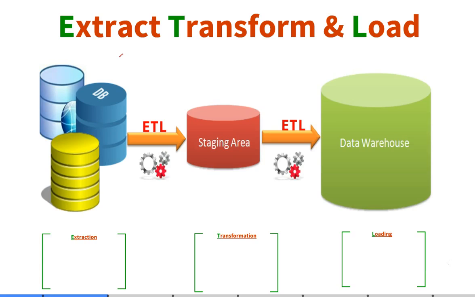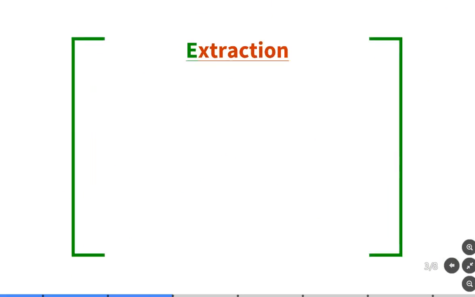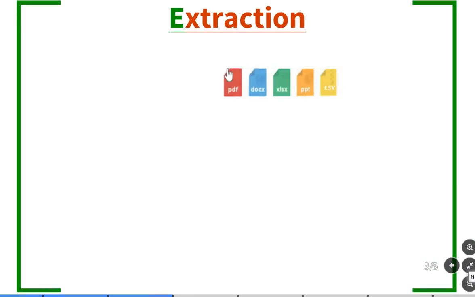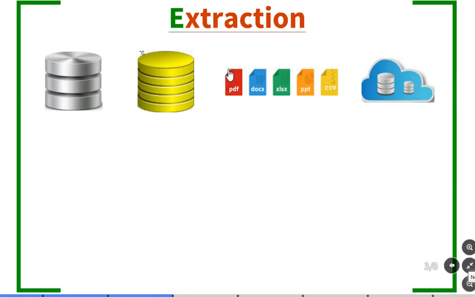So ETL has three phases. First is the extraction part, second is the transformation, and third is the loading of the extracted and the transformed data into the warehouse. So let's look into each of these three stages in detail. First is the data extraction. As we earlier mentioned, the data from the various sources is extracted into the staging area as a first step in the data warehousing.